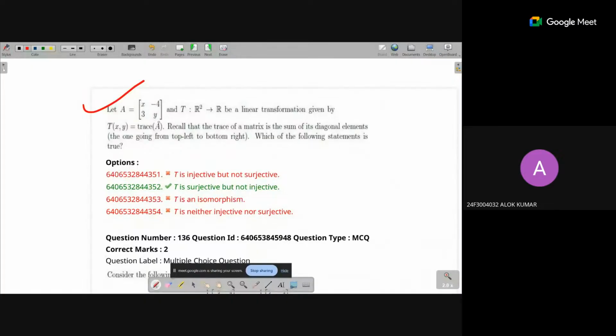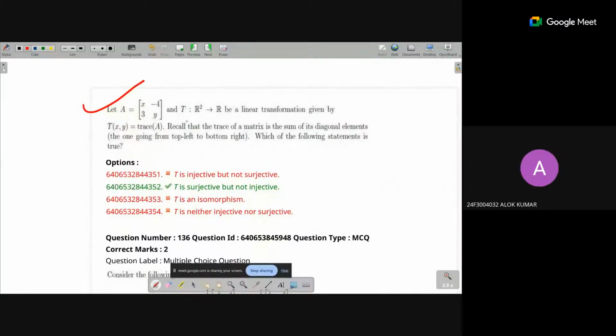Hello. Anybody solved this question before? It's a DS mode probably. Alok sir, continue this session. Okay, so let me start.